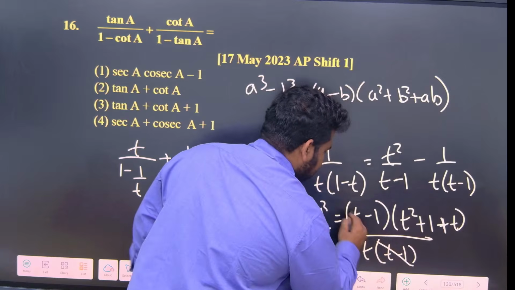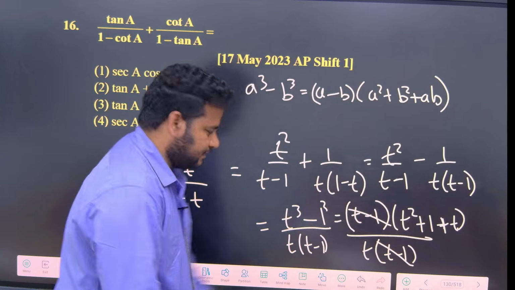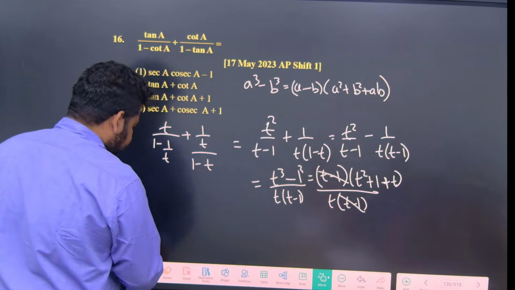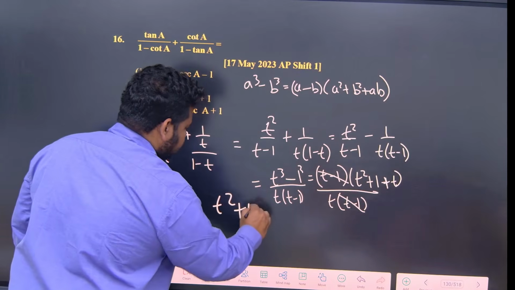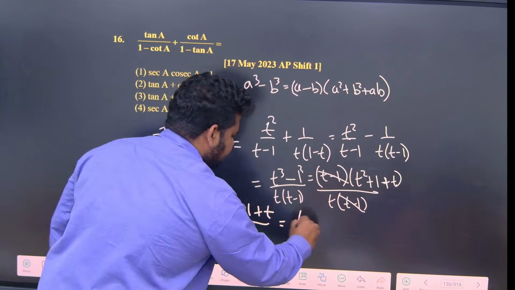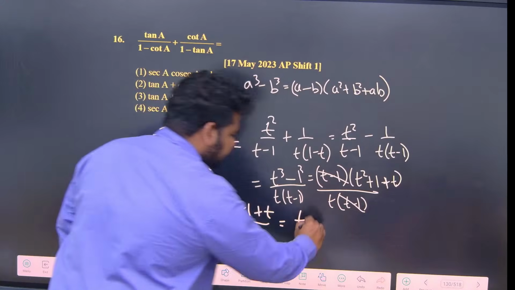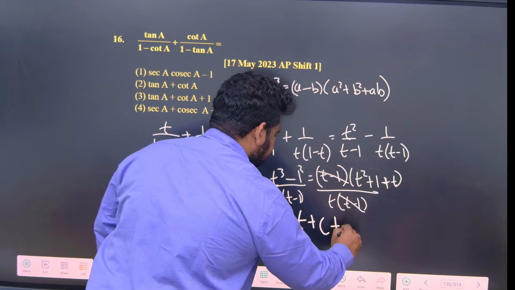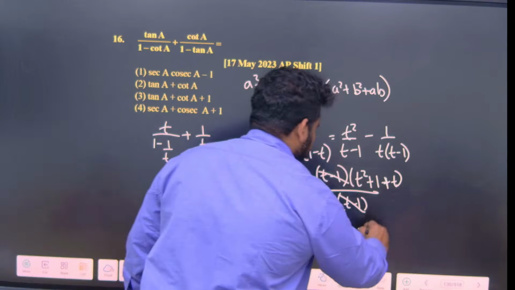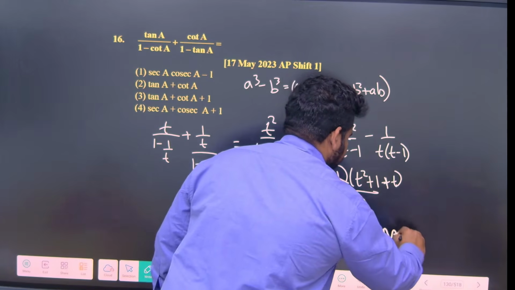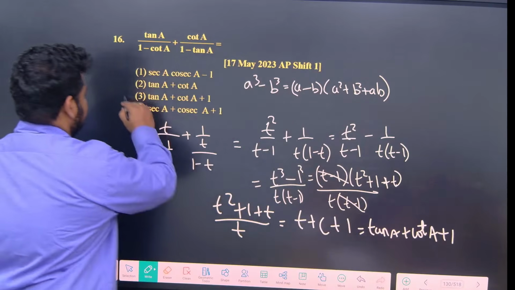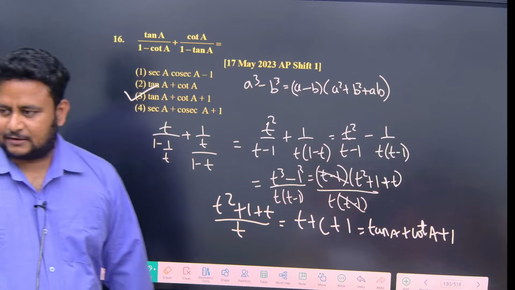What I will do? Cancel, cancel. So t square by t, I will be left with t square plus 1 plus t by t. So t square by t is t only. 1 by t is cot. t by t is 1. So what I am having? Tan A plus cot A plus 1. The answer is tan A plus cot A plus 1. That is option 3. Clear?